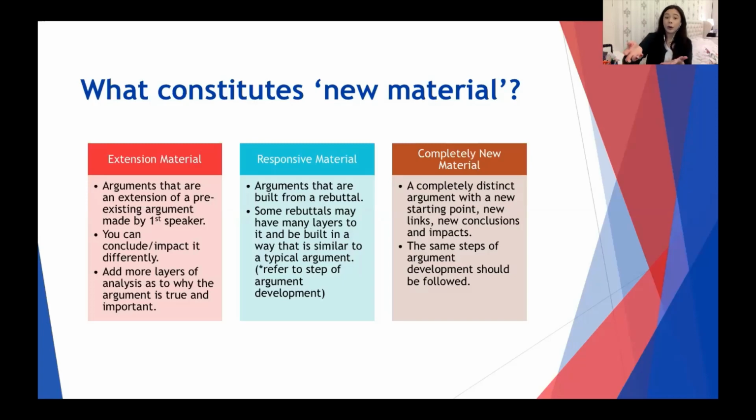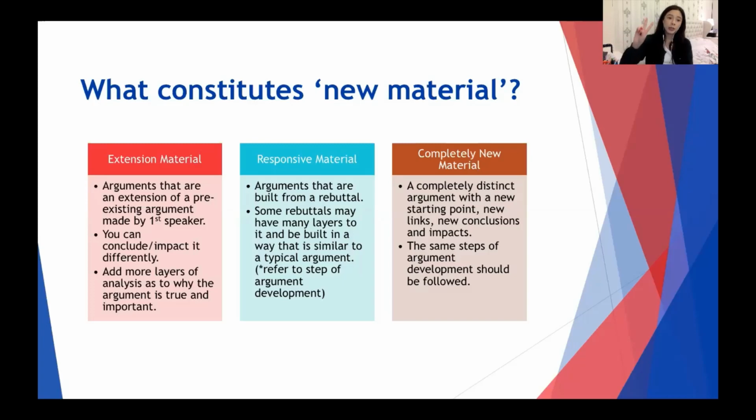And maybe you as a second speaker have thought of a different way to conclude this, but still proving the point that you make gambling overall safer for people. I would consider this an extension material, right? You can conclude and impact it differently. So basically what you're doing is using a lot of the same starting points. You are coming off the starting point that gambling used to not be very safe for people, and why that's true. And then you found different ways to build harms and benefits from there. And then you're just adding more layers of analysis as to why the argument is true and important.